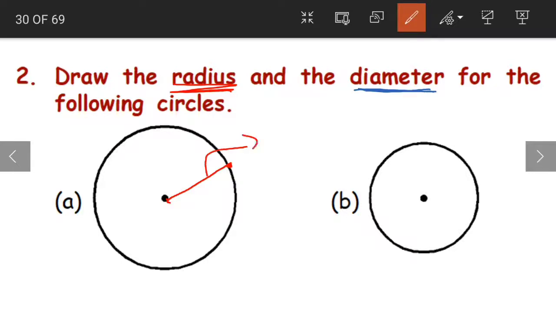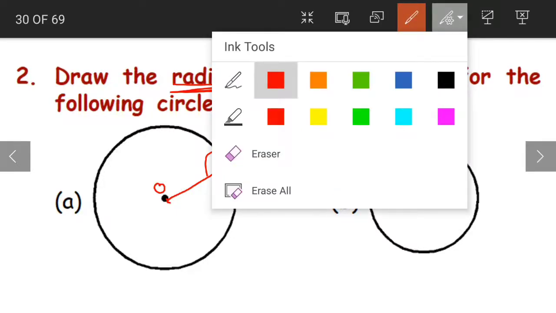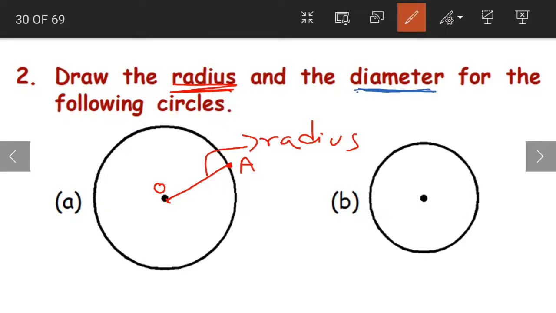So this red line is our radius. If you want, we can name the center as O and the point on the circle as A. So OA becomes the radius of the given circle. Now coming to diameter, there are two conditions for a line segment to be a diameter. What are they? That is, it should pass through the center of the circle and both of its endpoints should lie on the circle.